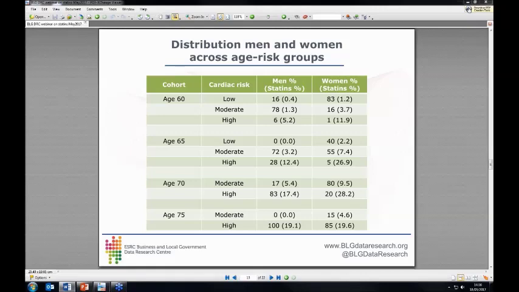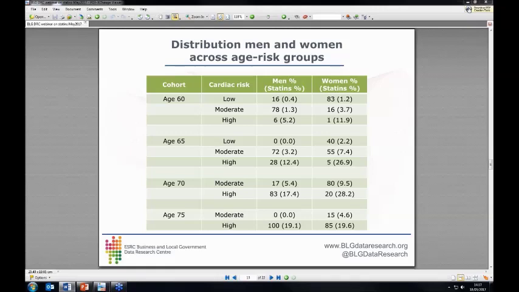The second row of the table shows that at age 60, 16% of the men were at low cardiac risk. In other words, they had a QRISK2 score of less than 10%. Of these 60-year-old men at low cardiac risk, 0.4% were prescribed statins. For women, 83% were at low cardiac risk at age 60, and of these women, 1.2% were prescribed statins. In general, men had a higher cardiac risk than women given age.